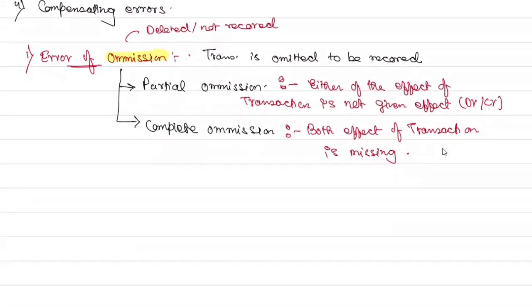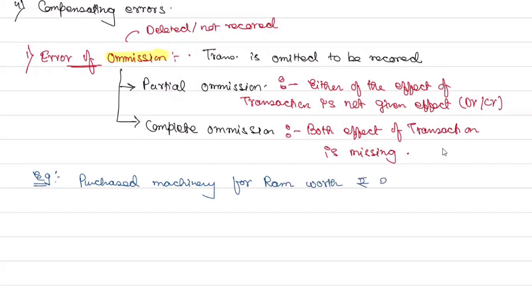Like, suppose for example, purchased machinery from Ram worth rupees 2 lakh. Okay. So what is the correct entry? What is the correct journal entry for this?